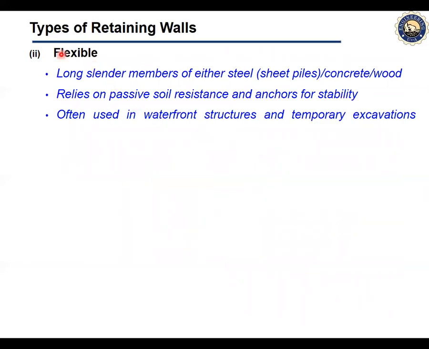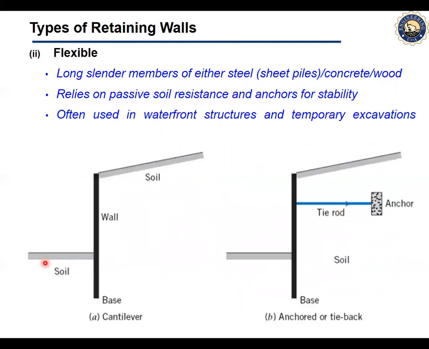Flexible retaining walls. These are very long, slender members of either steel sheet piles, concrete, or wood. They rely on passive soil resistance and anchors for stability, often used in waterfront structures and temporary excavations. This is a figurative representation of a flexible retaining wall.